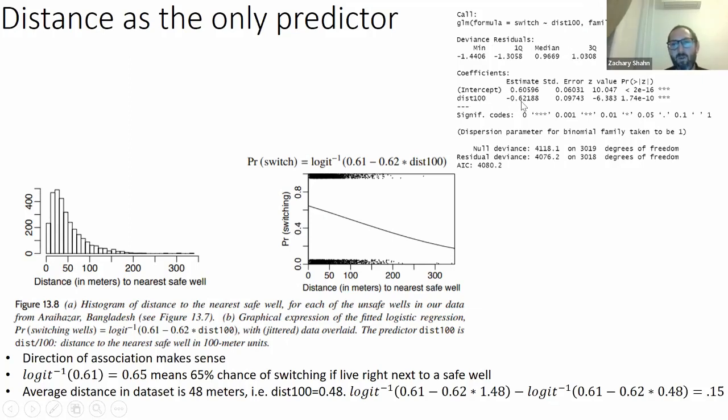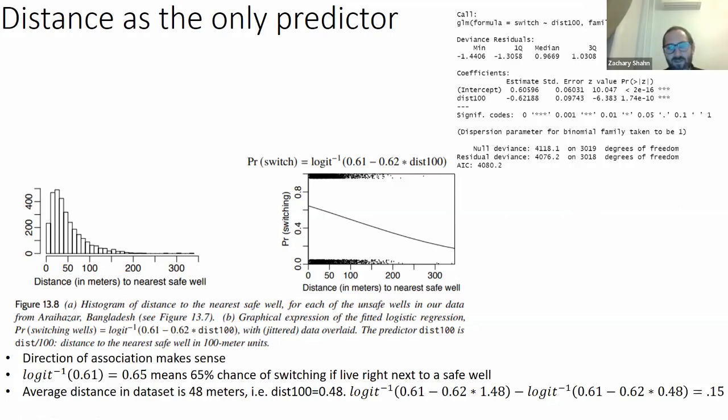The farther away that you are from the nearest safe well, the less likely you were to switch, which makes sense, I think. So if we interpret the coefficient, logit inverse of 0.61, which is the intercept, equals 0.65. That means that the probability of switching if you live right next to a safe well, meaning when dist 100 equals 0, is 65%. And so the average distance in the data set is 48 meters.